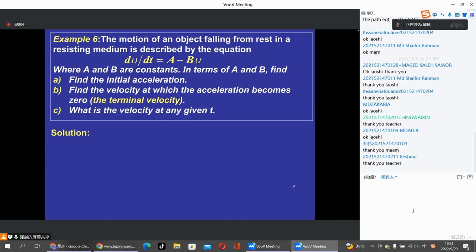Okay, in order to solve this problem, we have to solve it one by one. Problem A, find the initial acceleration. Here, we know that the acceleration is expressed as dv/dt. It moves in a straight line motion, and a equals dv/dt equals a minus bv. And it moves from rest, which means v0 equals 0. So we can see the initial acceleration a0 equals a.